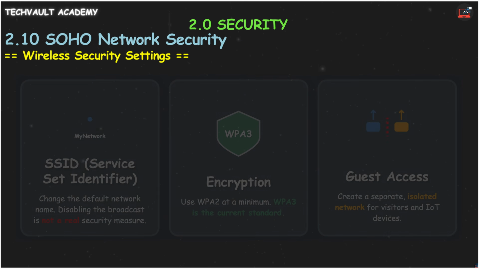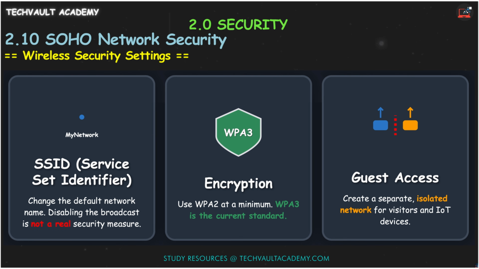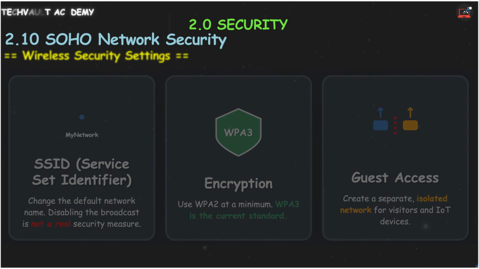For wireless security, start by changing the default SSID, which is the name of your network. While you can disable the SSID broadcast, this is just security through obscurity and doesn't actually stop a determined attacker. What really matters is encryption. You must be using, at a minimum, WPA2 and ideally WPA3. For visitors or less secure devices like IoT gadgets, always configure a guest network. This gives them internet access but keeps them completely isolated from your main trusted devices.